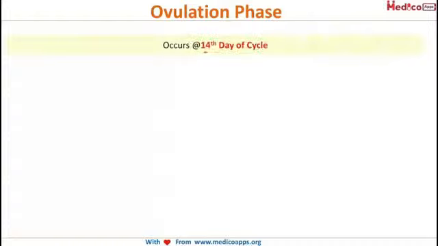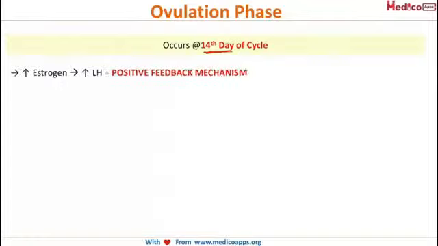Now, let's proceed to the second stage, that is the ovulation phase. We know that it occurs on the 14th day of the cycle. Now, we have just seen that highest estrogen level is seen just prior to ovulation. So, this high estrogen level causes an increased LH level as well, that is luteinizing hormone. This is nothing but a kind of positive feedback mechanism. So, this high estrogen level results in an increased LH level by the mechanism of positive feedback.